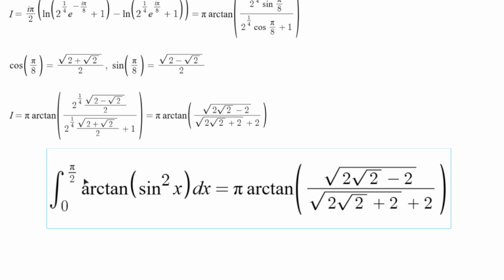So the integral from 0 to pi over 2 of arctangent of sine squared x dx is pi times the arctangent of the square root of 2 times square root of 2 minus 2, divided by the square root of 2 times square root of 2 plus 2, plus 2.